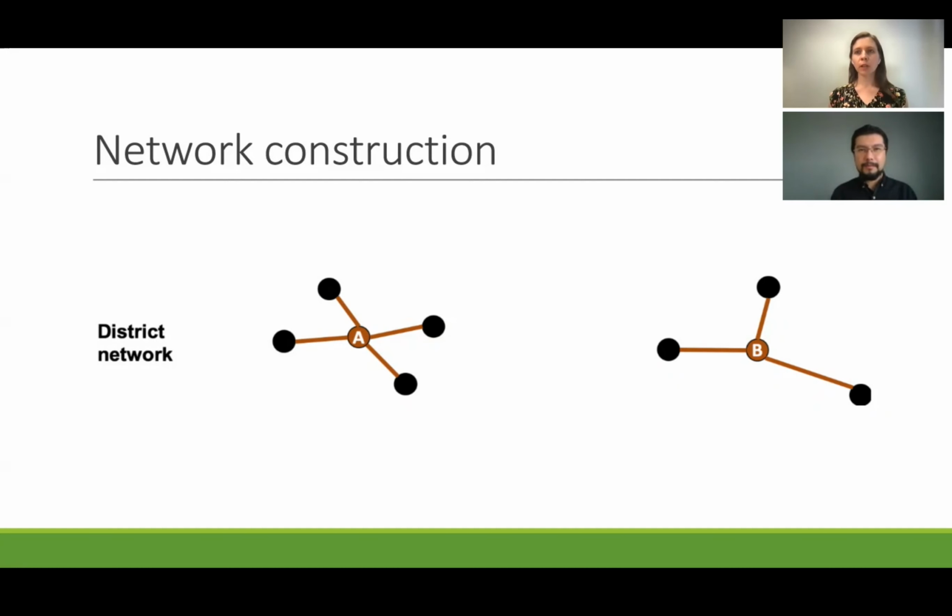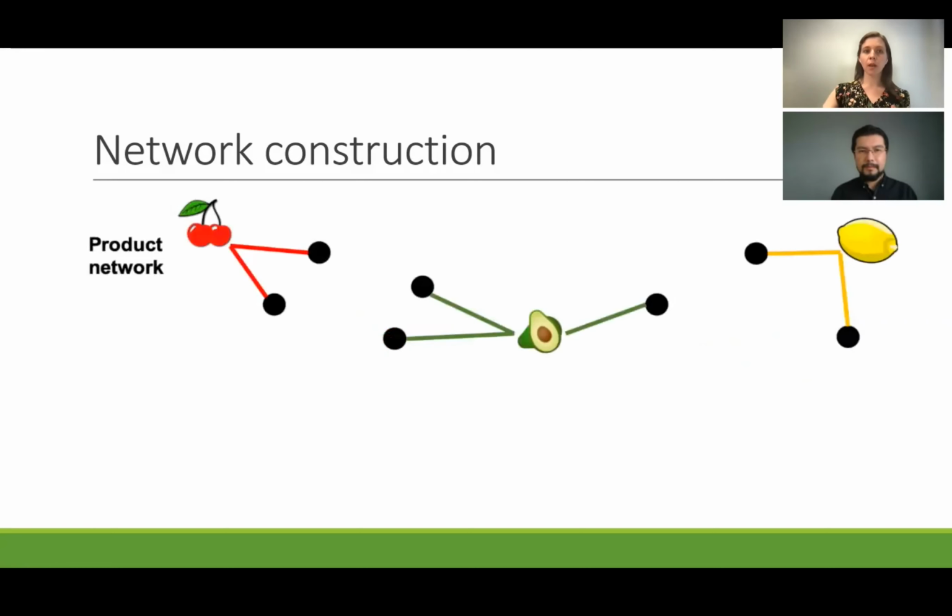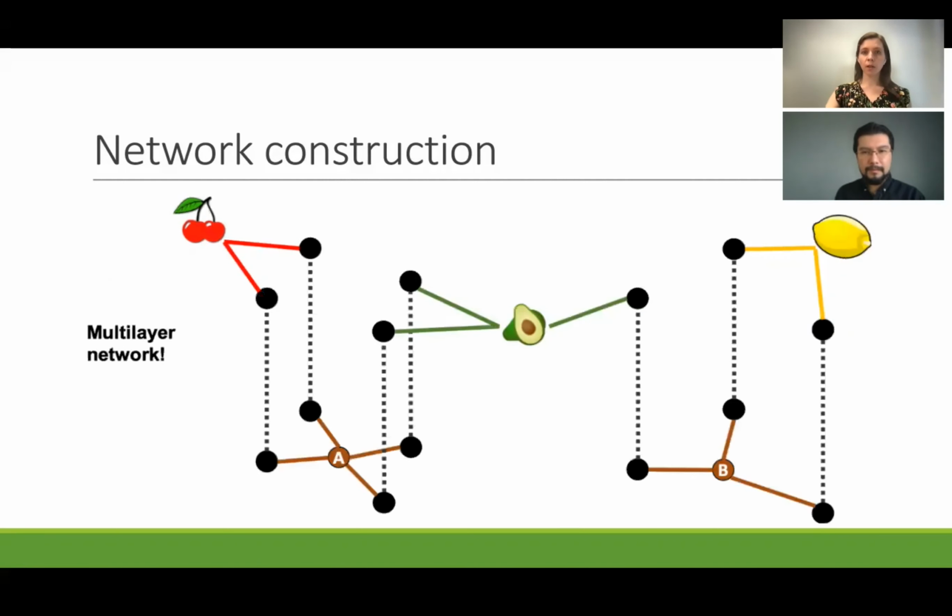So first of all, we connected each farmer to the district in which they were located. In this figure, for example, you can see 7 farmers that are connected to 2 districts, A and B. And then similarly, we took the products which these farmers were growing, and we connected each farmer to their product. And this creates a product layer of our network.